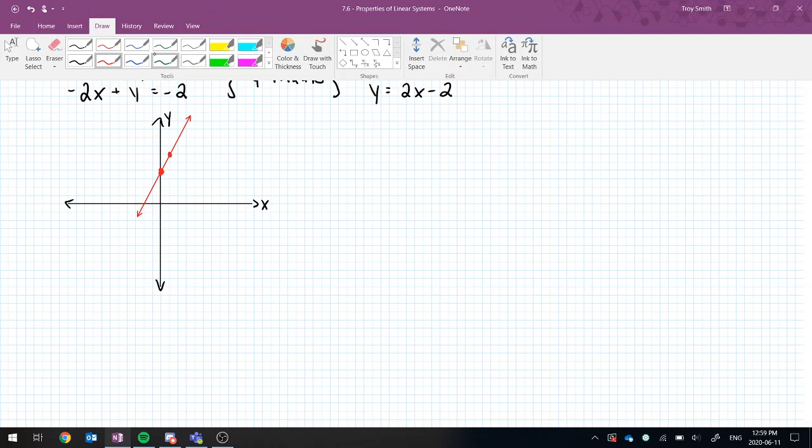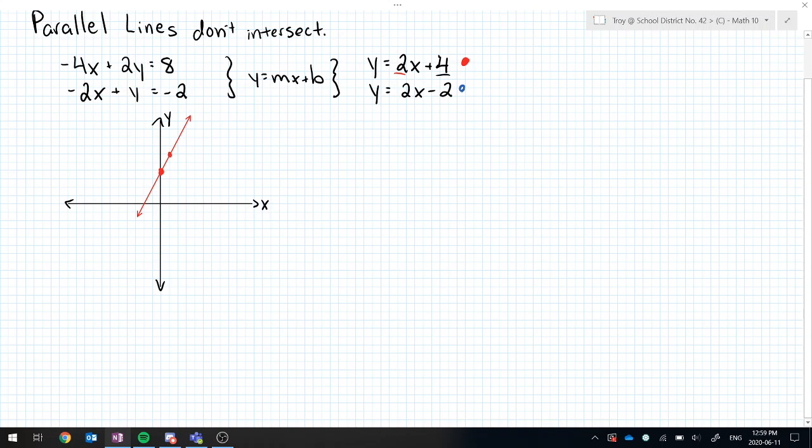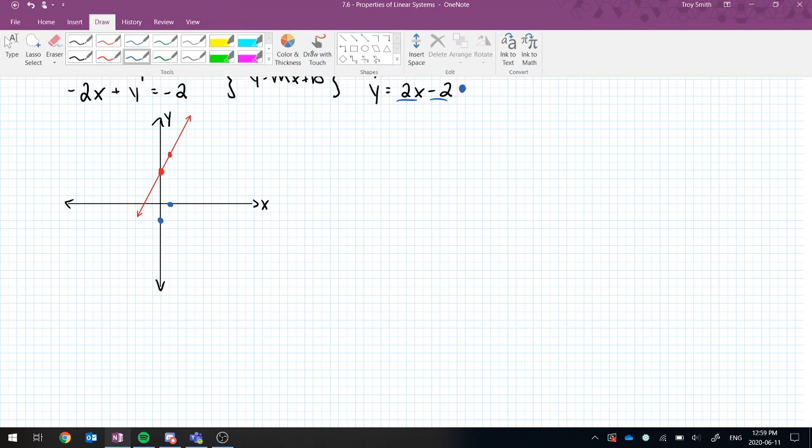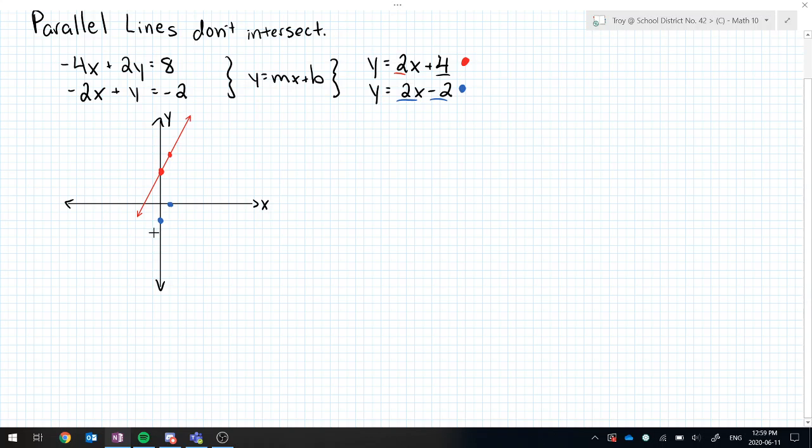And the second one I will do in blue. So this one has a y-intercept of negative 2. So I'll go down 1, 2. That's my first point there. And this one also has a slope of 2. So I'm going to go up 2 over 1. And there's my second point. So again, just like before, I can come in with my line here. And there we go. That's our second line.